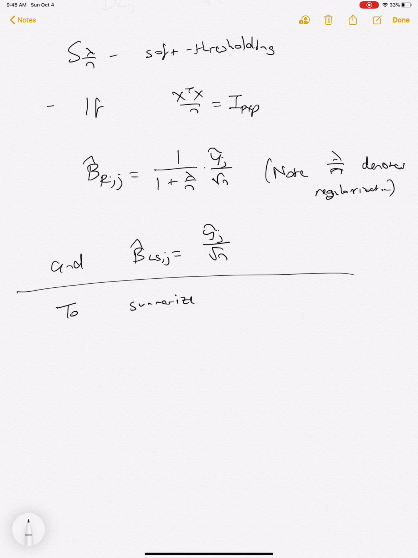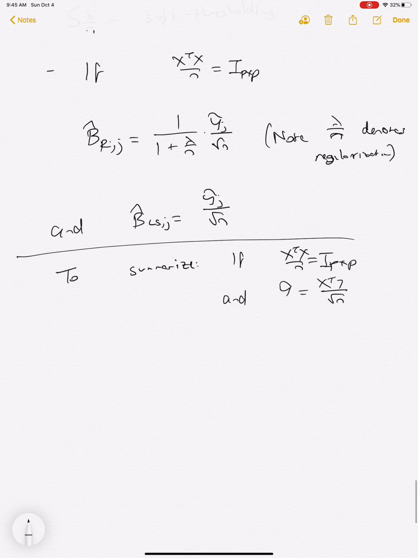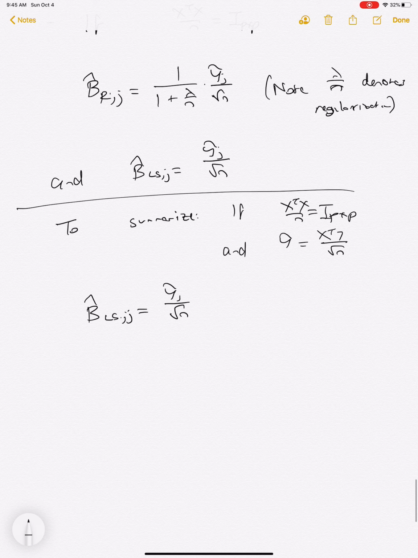So to summarize, X transpose X equals the identity and X transpose y tilde is X transpose y over n. We have that the least squares does no regularization. It just takes the value of this y tilde.